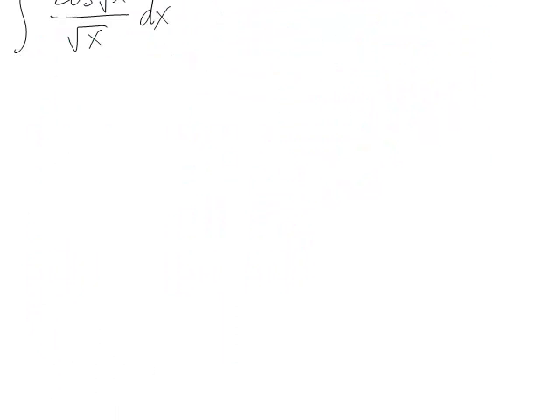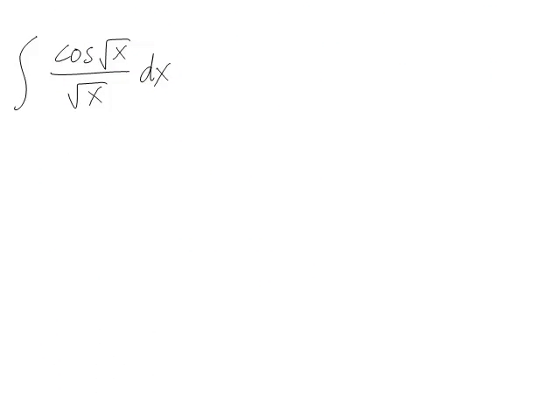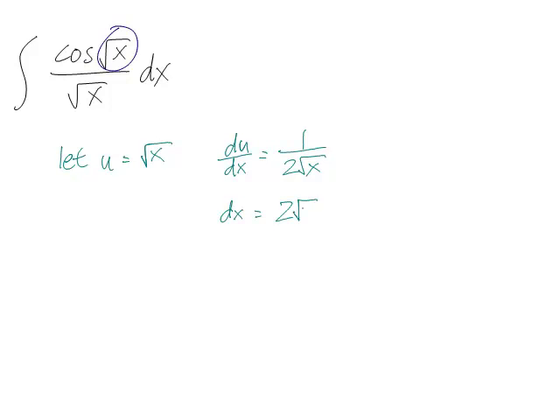Next, let's look at cosine root x over root x dx. Once again, it's a little obvious here that since the root x is inside a cosine, we want to let u be equal to root x. And so du/dx is equal to 1 over 2 root x. And so dx is du over du/dx. That would mean that dx is 2 root x times du.